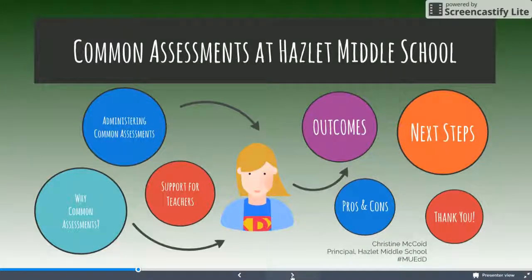Good afternoon, everyone. Today we're going to talk about common assessments at Hazlitt Middle School. As you know, this is the first year we are embarking on administering common assessments in all of our math classrooms on a quarterly basis. So it's important for us to understand why we're using these assessments and what we hope to get out of them.